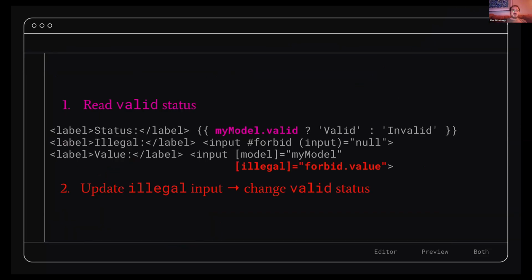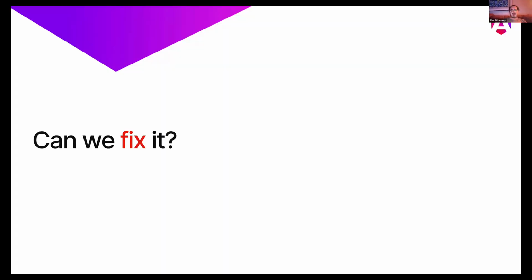And sure enough, if you look at the template, you can see that we're reading the validity status at the top. And then later on, that input gets set. So when the user types in a forbidden character, change detection runs, it runs this template. The model status is still valid, but then we set the illegal input, and that changes the result of what model.valid would have said. So we have changed this validity expression after it was checked. That's what Angular is complaining about.